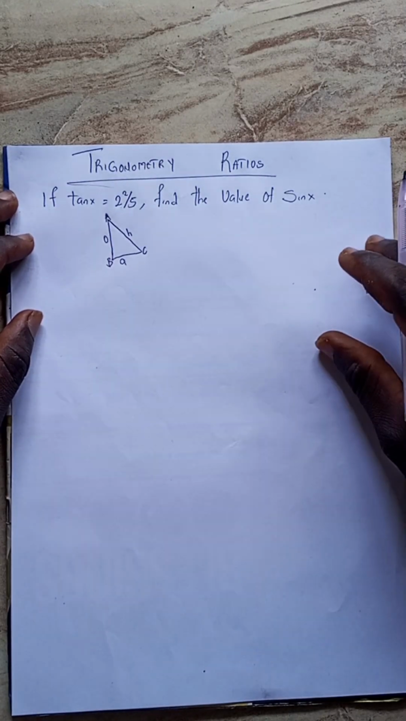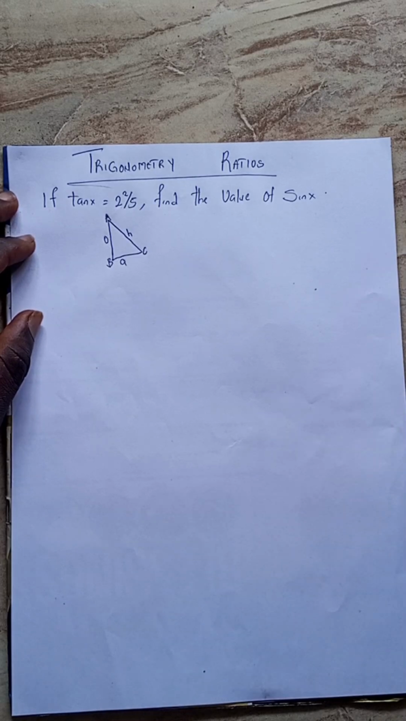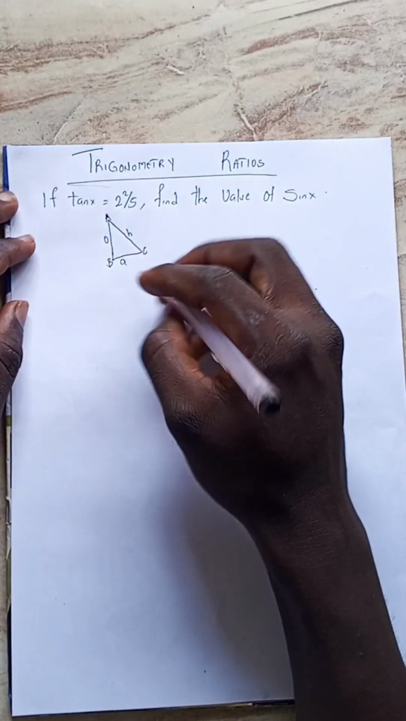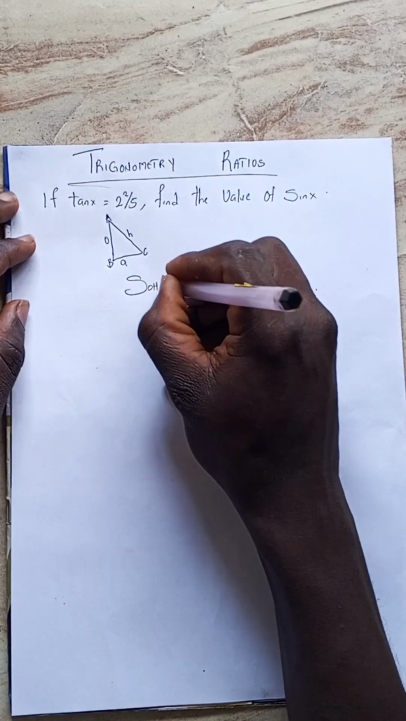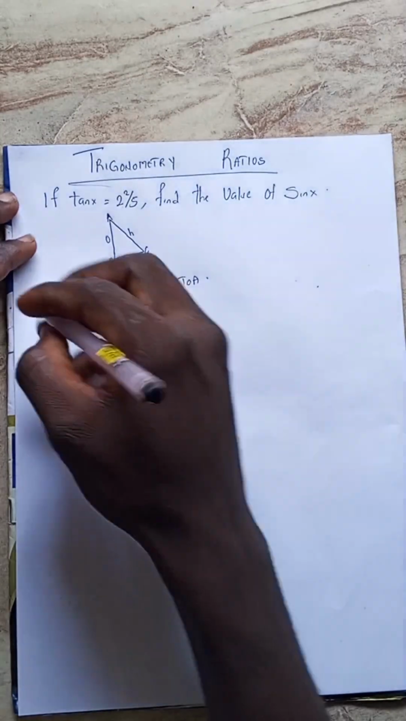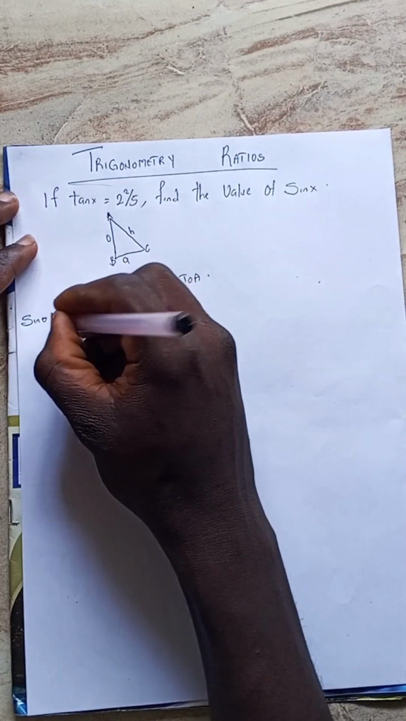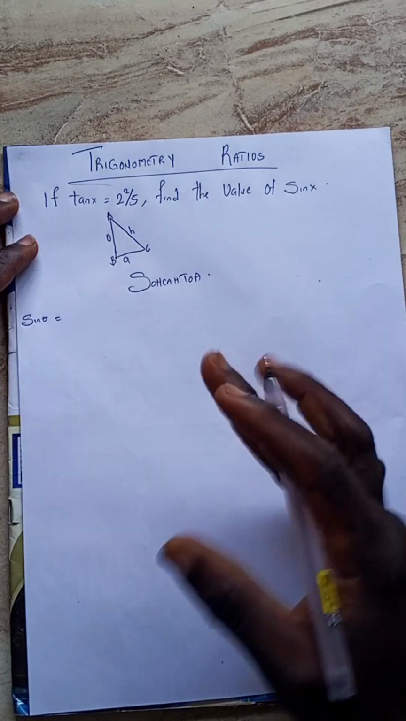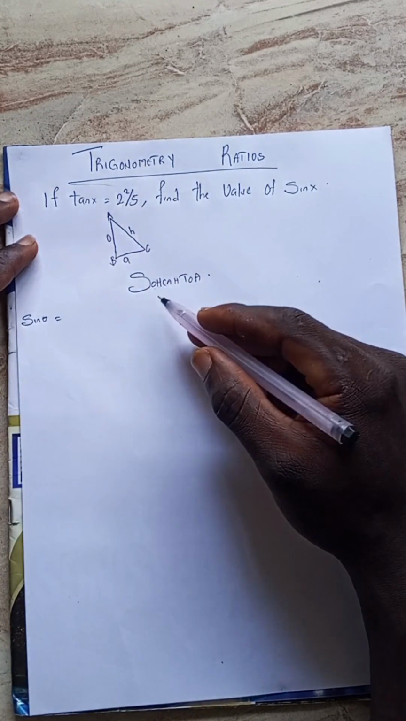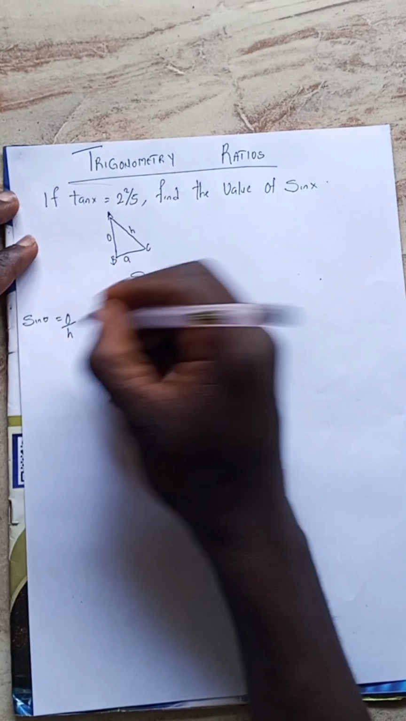But before we go to that, there's something we call SOHCAHTOA. That will tell us the meaning of the tan we have here, the sine and also the cosine. SOHCAHTOA. So the S here stands for sine theta, and sine is opposite over hypotenuse.